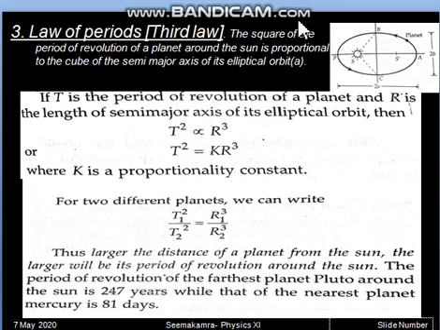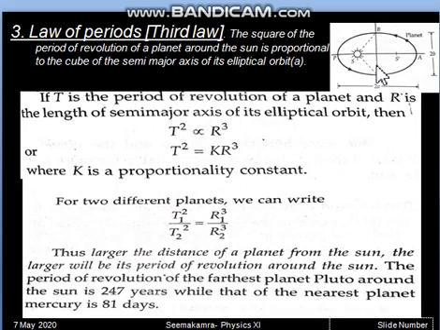Let us now continue with the third law of Kepler's laws of planetary motion. Its name is the law of periods. Let us state it now. The square of the period of revolution of a planet around the sun is proportional to the cube of the semi-major axis of its elliptical orbit.